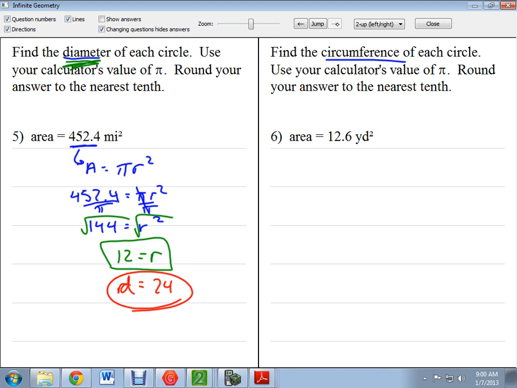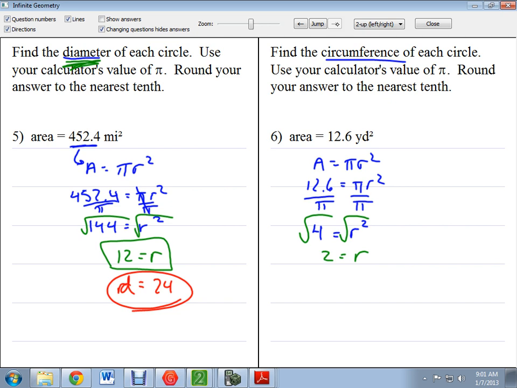In number 6, it says find the circumference of the circle, and we're given the area. So again, we're going to start with the area formula. Area is equal to pi r squared. 12.6 is my area, is equal to pi r squared. And I'm going to solve this the exact same way that I've solved the other ones. I'm going to divide both sides by pi, and when I divide them by pi, I'm going to get a number that is approximately 4 is equal to r squared. I want to then square root both sides to get rid of the square on the r, and that'll give me r is equal to 2.